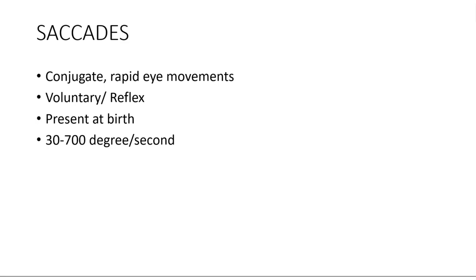It can be extremely rapid. It can go all the way up to 700 degrees per second. The latency can be anywhere between 200 to 250 milliseconds from the time we receive the impulse to the time both of our eyeballs turn towards the target. Now let's discuss how exactly these saccades are controlled by our brain.